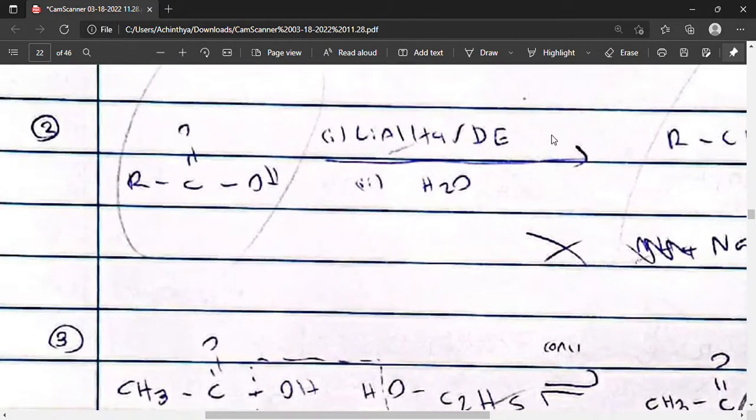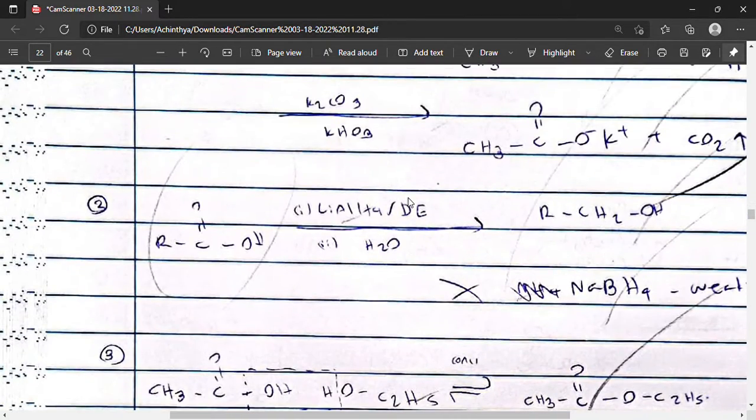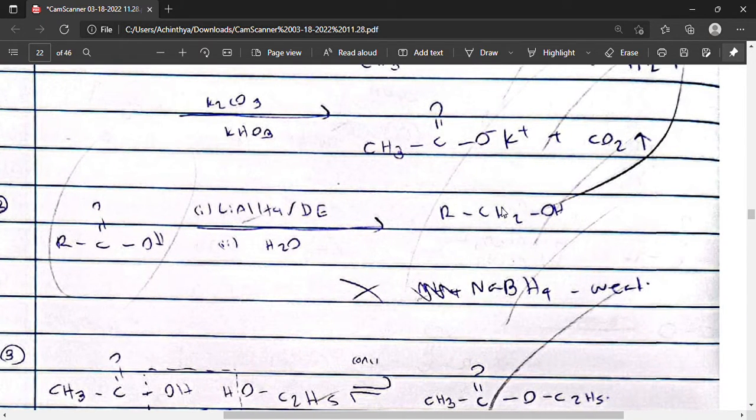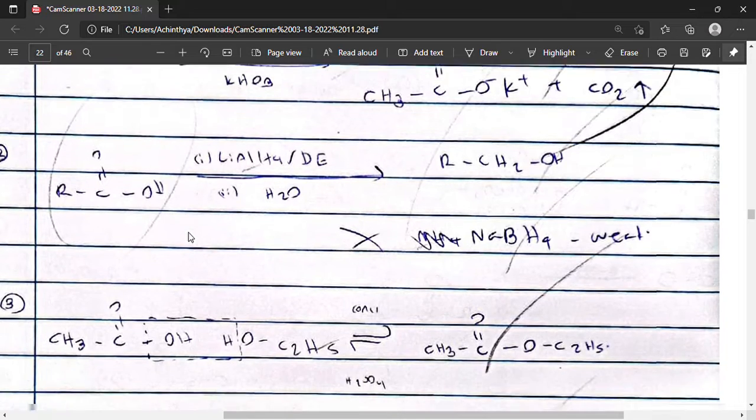We can reduce carboxylic acids using reducing agents like lithium aluminum hydride in dry ether, then water, to form the respective alcohol. We can't do this with sodium borohydride in methanol and water, because it's a weaker reducing agent, and it's too weak to reduce this into this. So we use lithium aluminum hydride in dry ether, then water, as our reducing agent for this purpose.